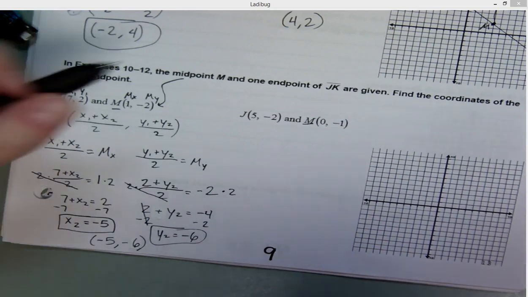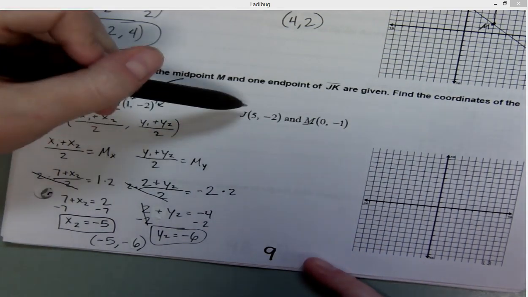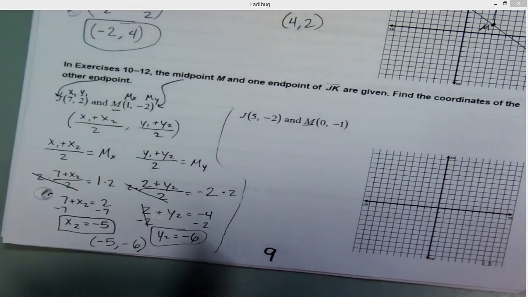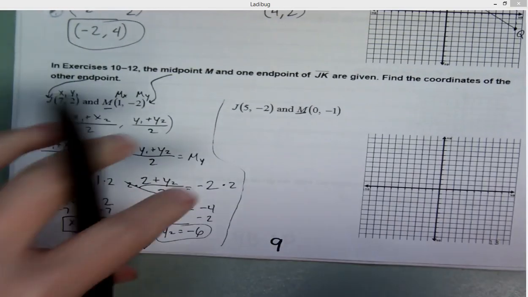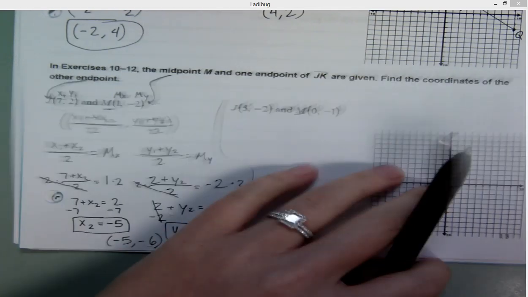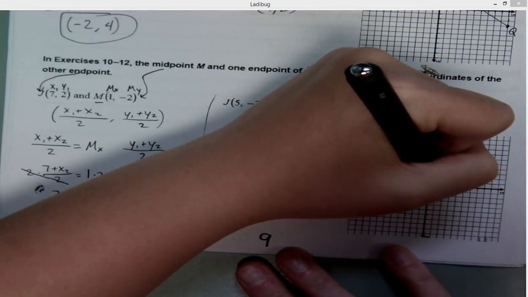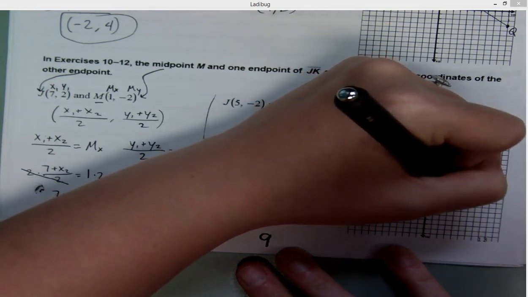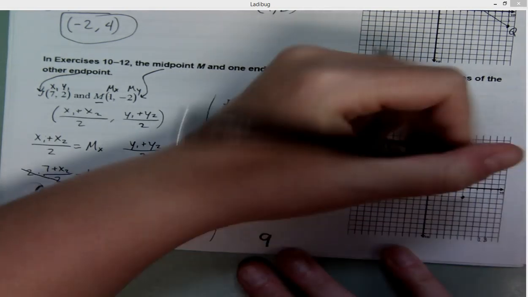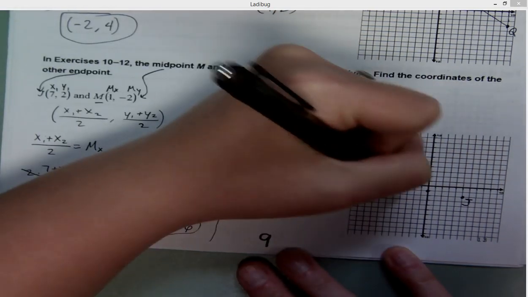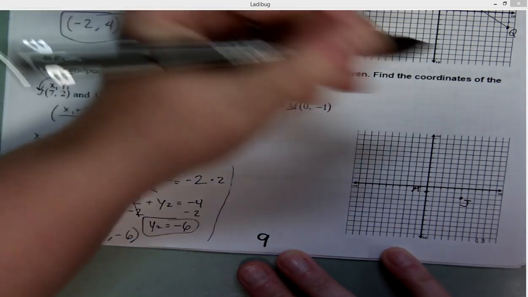And then for our j value, or sorry, for this other question, we're going to solve by graphing. So this is the math way. This is the graphing way. We're going to graph our 2 points. 5, -2. 1, 2, 3, 4, 5. -2. And 0, -1. This is our j. And this is our midpoint.